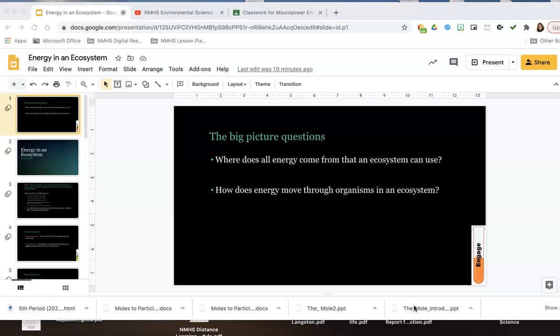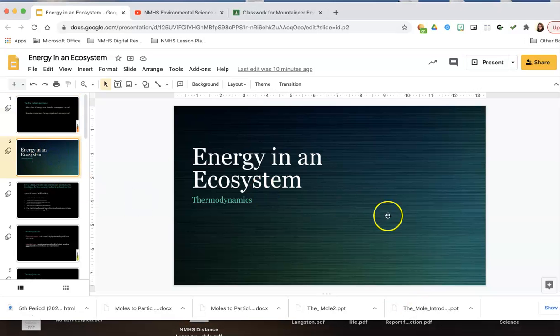Alright, so today we're going to talk about ecosystems and how energy is transferred from one trophic level to the next. So, some big picture questions. Where does all the energy come from that is in an ecosystem? And how does this energy move through organisms in an ecosystem? So our focus today is energy in an ecosystem.